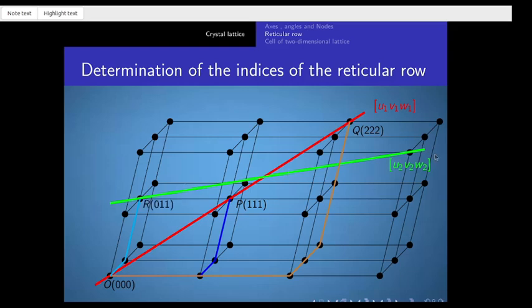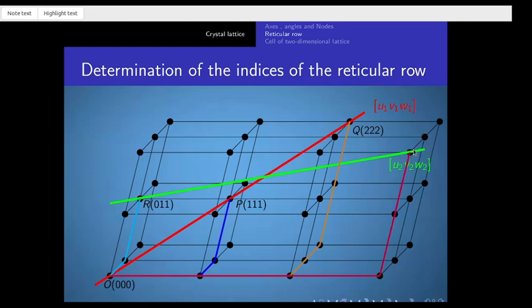And finally, we determine the coordinates of this node, which is called node S, and we find that to go from O to this node, we have to do the translation 3a plus 0b plus 2c.